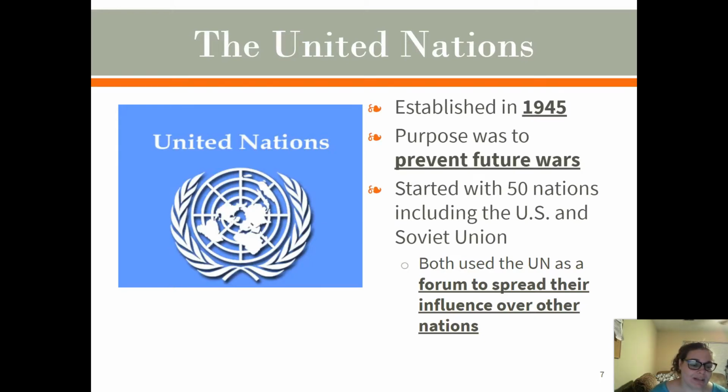The United Nations is established in 1945. And the whole goal of the United Nations is to prevent future wars. Okay, it does a lot more now, but at the time in '45, its goal was to keep countries from going to war again. It started with 50 different nations, including the United States and the Soviet Union. Both of us are going to use the UN as a forum or a pulpit, if you will, to spread their influence over other nations. So they're going to use this as an example to spread their influence.